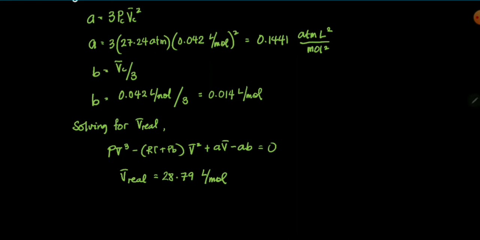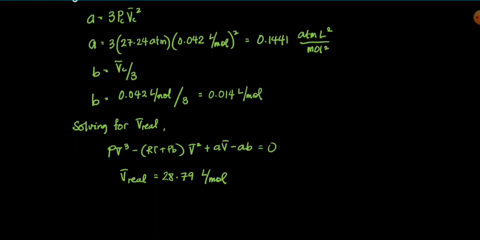Once you have A and B, you just have to solve for the real molar volume using this expression: PV cubed minus quantity (RT plus PB) V squared plus AV bar minus AB is equal to 0. Solving for V real using your calculator, you will get 28.79 liters per mole. Okay? So, that's how you perform calculations using the critical parameters.